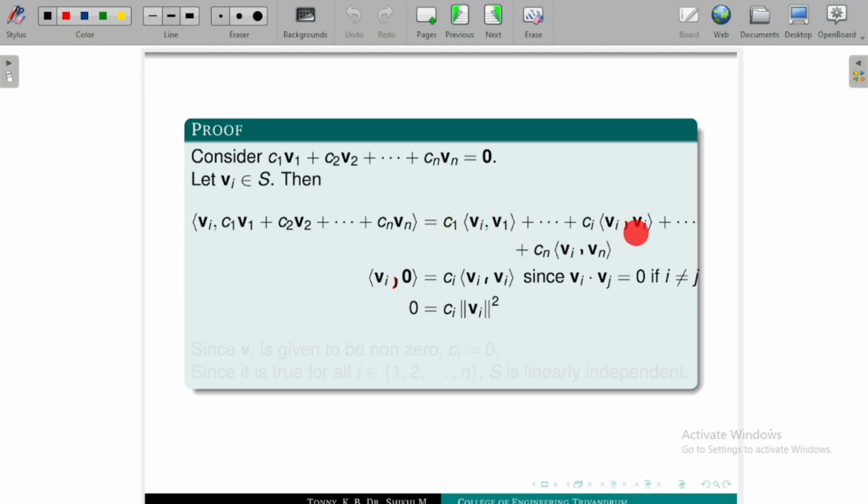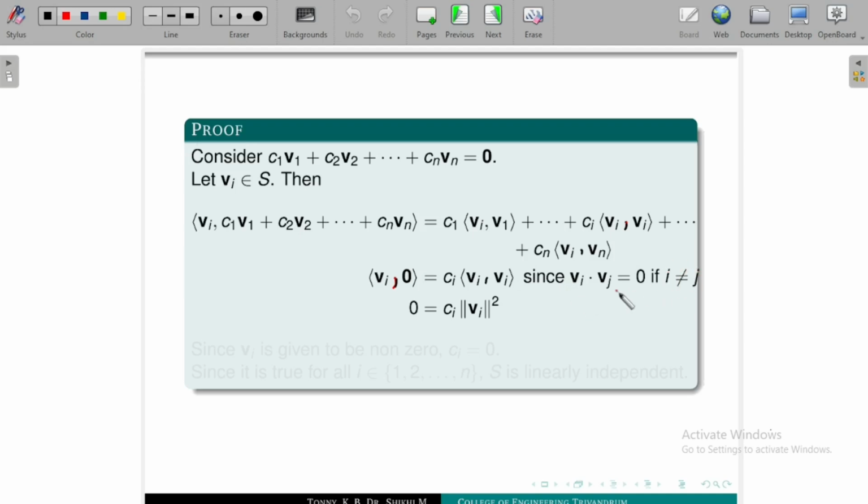And what happens to the right hand side? In the right hand side, the ith term is inner product Vi Vi. Here only the vectors Vi and Vi are equal, and in all other terms of the sum, Vi V1, Vi V2, etc., Vi Vn are distinct. So all these inner products become 0, because we know that this set V1, V2, etc. Vn is an orthogonal set of vectors.